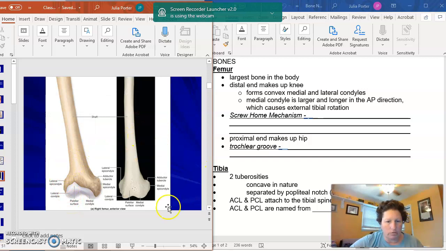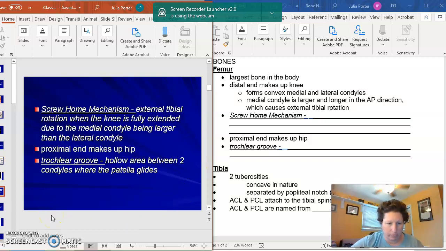Again, just another view of the knee. So we have what's called the screw home mechanism. The screw home mechanism is when we extend the leg completely. When we extend the leg, the tibia rotates externally, which means it rotates out. And this is because the medial condyle of the femur is larger than the lateral condyle.